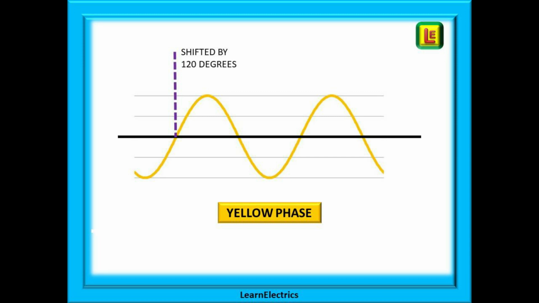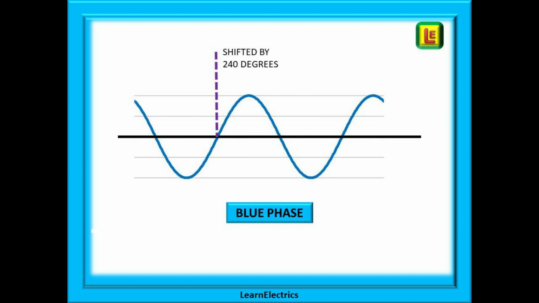The yellow phase is exactly the same, except that it is shifted by 120 degrees from the red. There are 360 degrees in a circle. 360 degrees divided by 3 phases is 120 degrees. And the blue phase is, as expected, just the same. This time it is shifted by another 120 degrees, making a total shift of 240 degrees from the red.